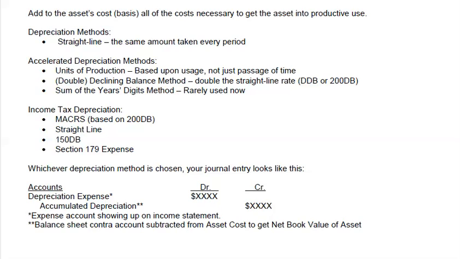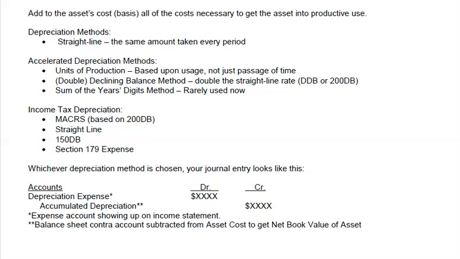We've got some accelerated depreciation methods: units of production, declining balance method, which is really double declining balance method, and that's double the straight line rate. And then there's an accelerated depreciation method called sum of the year's digits. It's hardly ever used now, but I'm going to do a short video on each one of those four depreciation methods so that you'll understand the mechanics behind it.